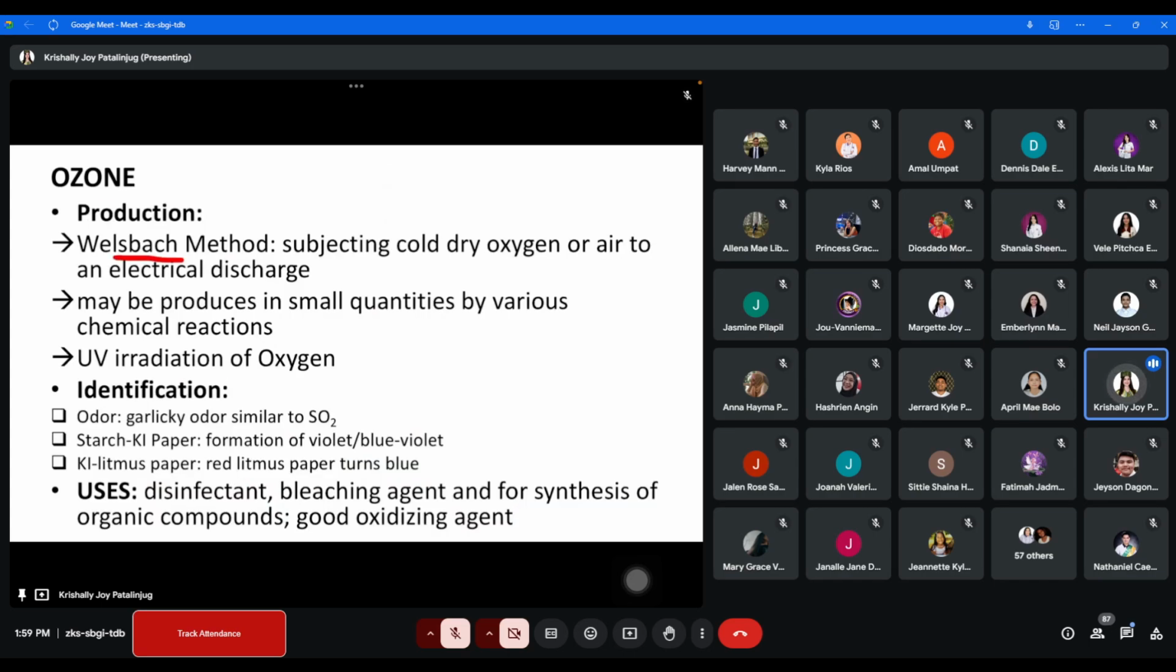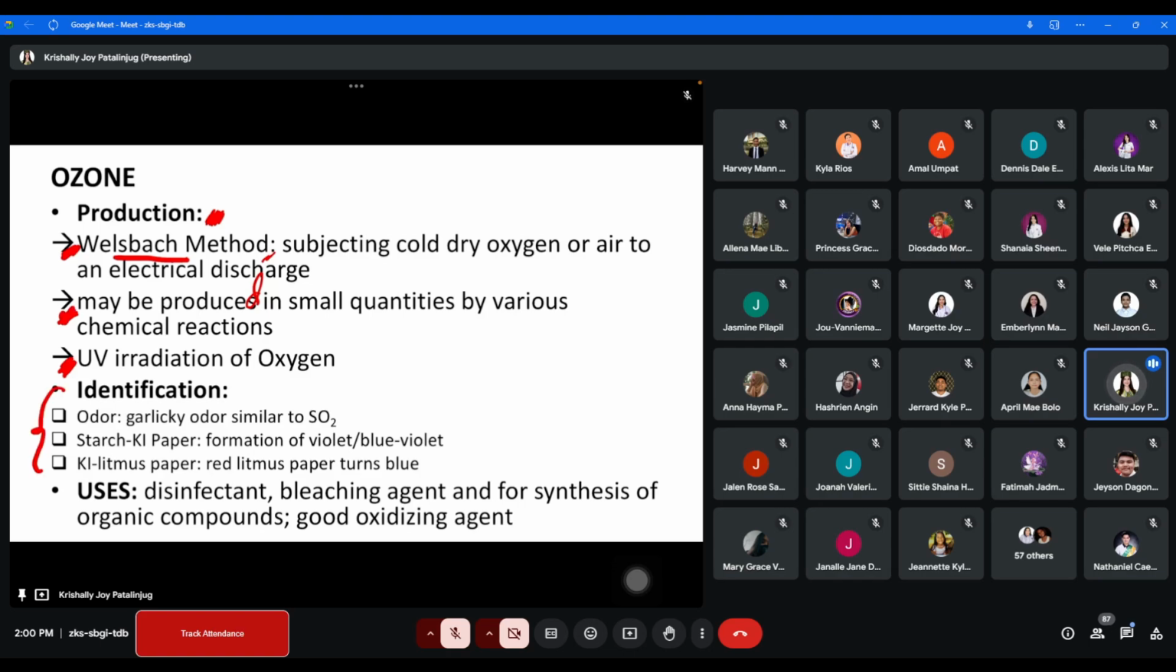For the production method of ozone, the Linde-Frank process and the one with the use of molecular sieves that we mentioned earlier are for oxygen production. This one is the production method for ozone. We call it the Welsbach method. That's one of the production methods of ozone. But it may also be produced in small quantities by various chemical reactions, or via UV irradiation of oxygen. So these are the 3 possible production methods of ozone.